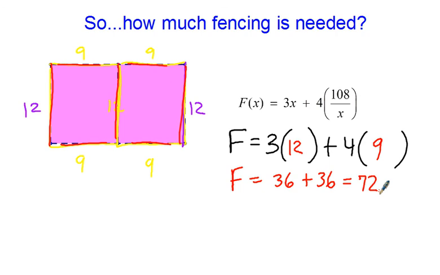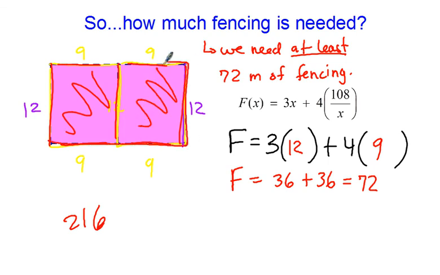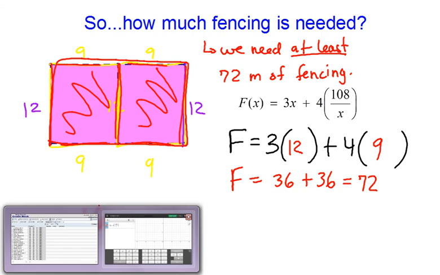So it appears that we need at least 72 meters of fencing to enclose a rectangle with area 216 in such a way that there are 2 equal regions and a fence running around the border and down the middle. And that's my solution to this problem. Okay, let's pop over to Desmos and see if the graph supports our analysis.